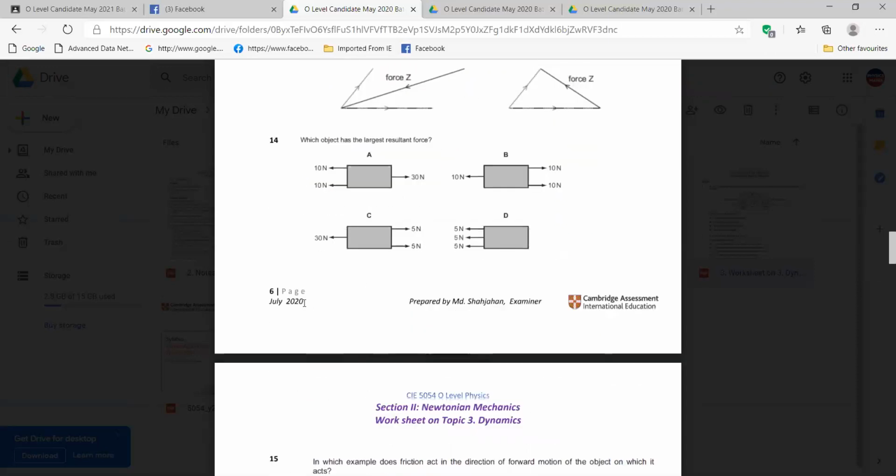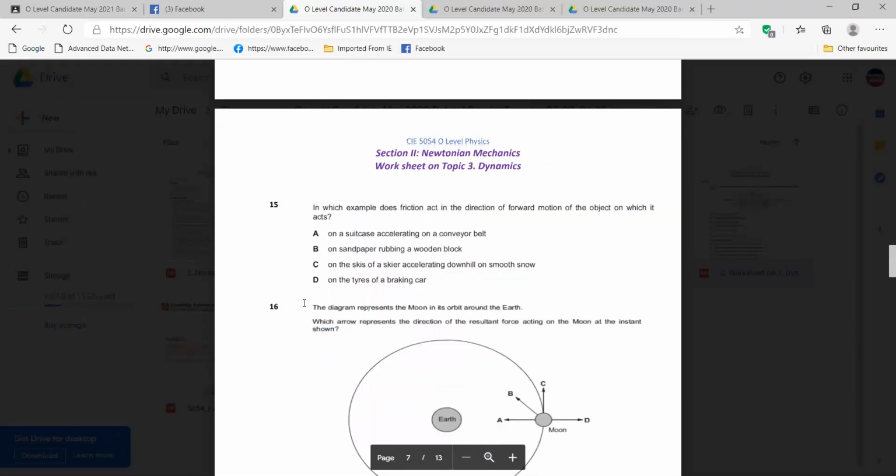Then 14. 14 is C. It's easy. C, largest resultant force. Okay, it's easy, right? Oh yeah, 15. It's a bit tricky, let's think.